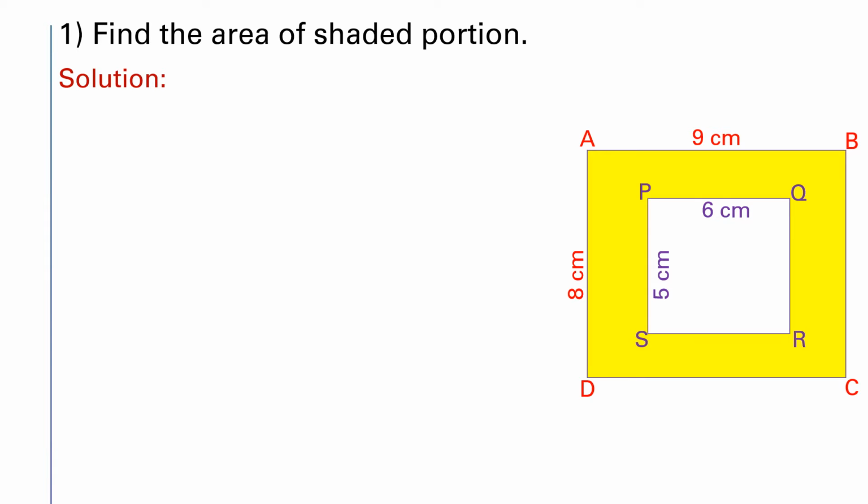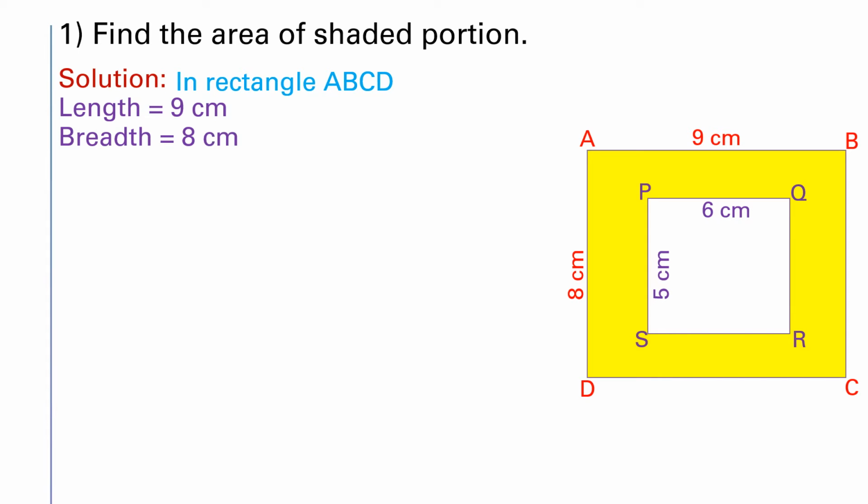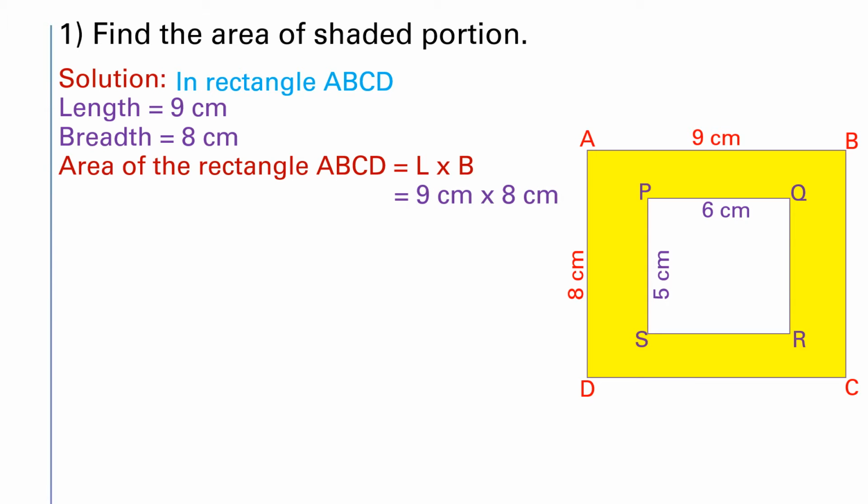How? Let's see. Let's begin with rectangle ABCD. Look, in this rectangle, length is equal to 9 cm and breadth is equal to 8 cm. And we know that area of the rectangle ABCD is equal to length multiplied by breadth. Now put the value 9 cm multiplied by 8 cm. 9 8s are 72 and centimeter multiplied by centimeter we get square centimeter. So area of the rectangle ABCD is equal to 72 square centimeter.